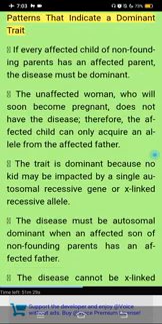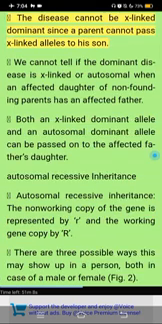Patterns that indicate a dominant trait. If every affected child of non-founding parents has an affected parent, the disease must be dominant. The unaffected woman, who will soon become pregnant, does not have the disease. Therefore, the affected child can only acquire an allele from the affected father. The trait is dominant because no kid may be impacted by a single autosomal recessive gene or X-linked recessive allele. The disease must be autosomal dominant when an affected son of non-founding parents has an affected father. The disease cannot be X-linked dominant since a father cannot pass X-linked alleles to his son.